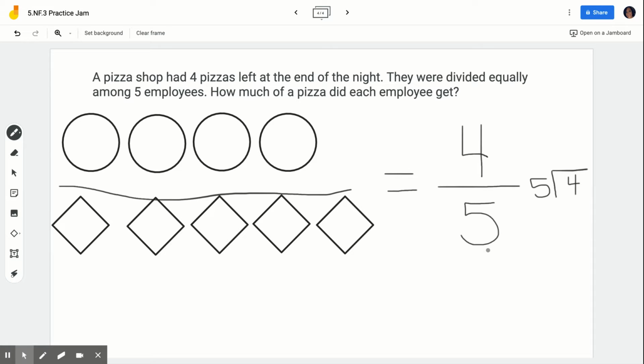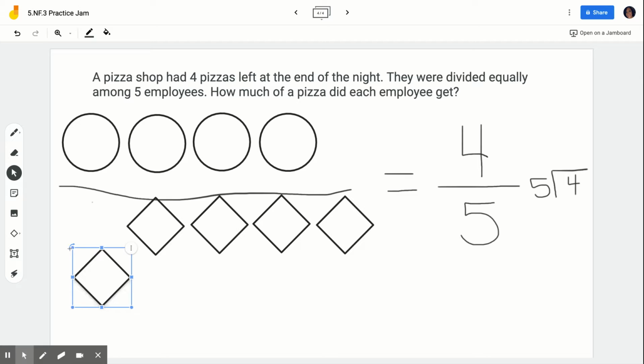But people got confused because can it really be that easy? Can 4/5 really be the answer to this? Let's take a look at it really quickly. So if I was talking about 4 pizzas, I'm going to make this one of my pizzas. Let me turn it. I'm going to make this one of my pizzas. If I turn it, make it a square. And I divided this square into 5 pieces.